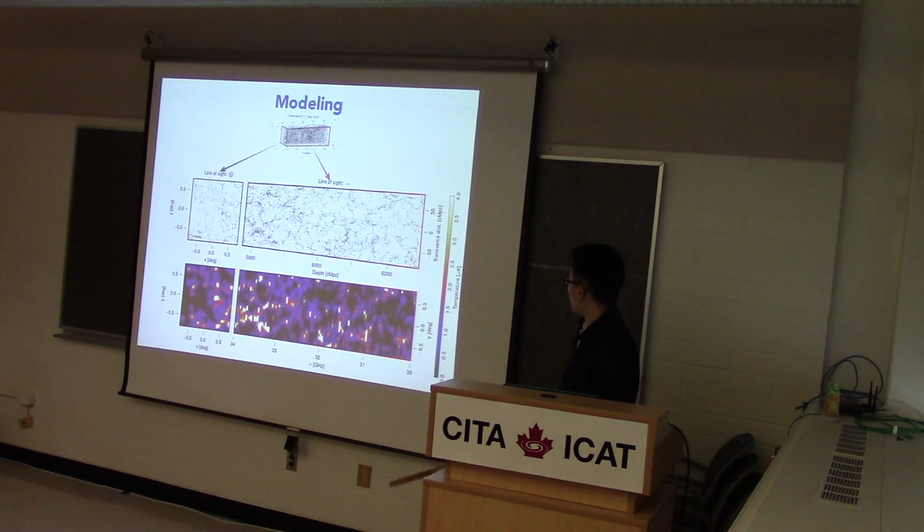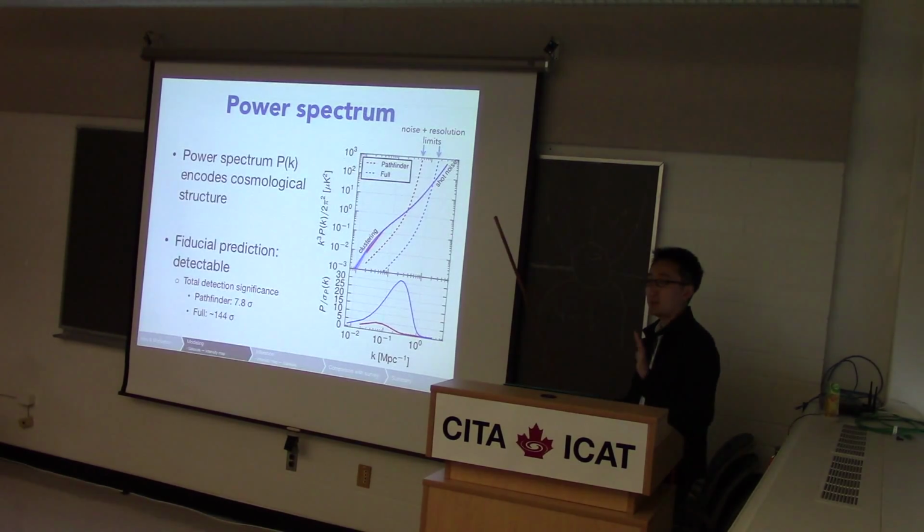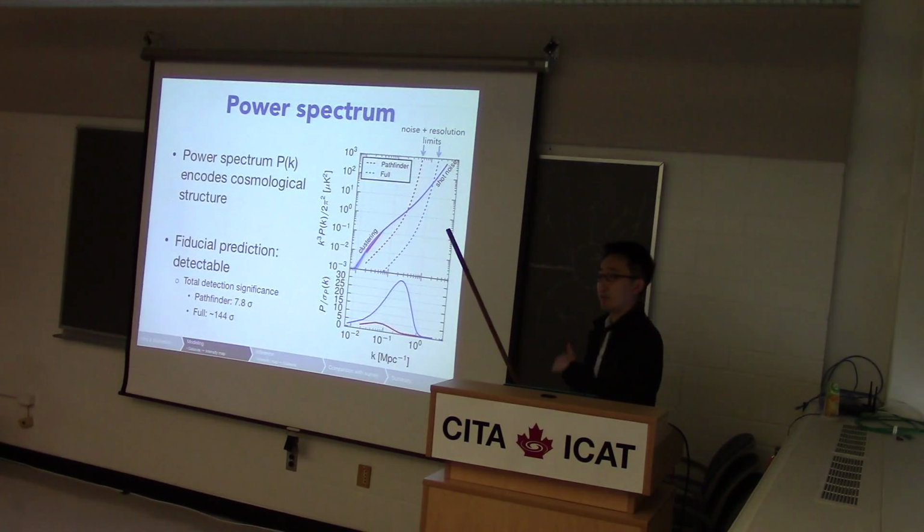But the actual main observable, so to speak, that we use, or what we convert that to, is a power spectrum. So we take that 3D intensity map, we do a 3D Fourier transform on it, and we spherically average that after squaring it into a power spectrum. And this spherically averaged power spectrum encodes cosmological structure. So it encodes the clustering signal, essentially.